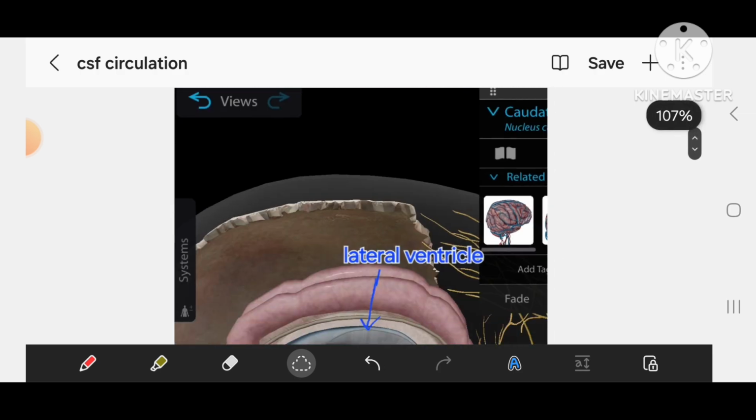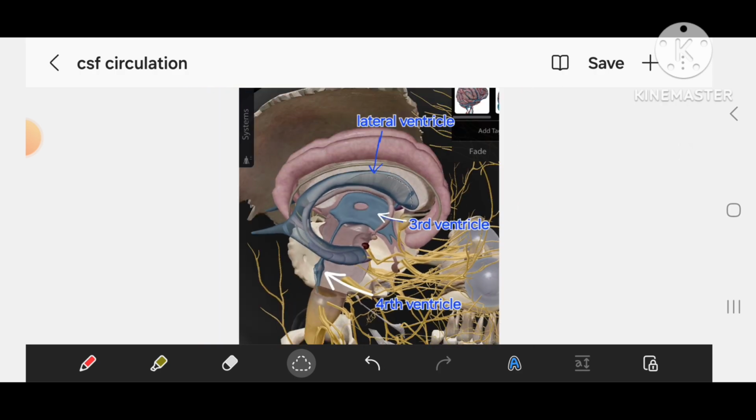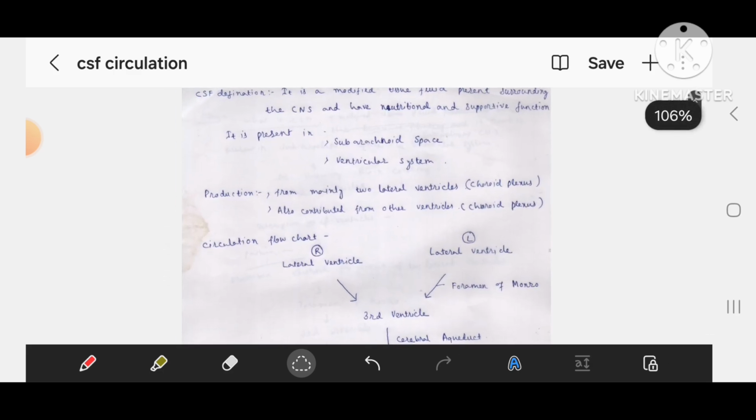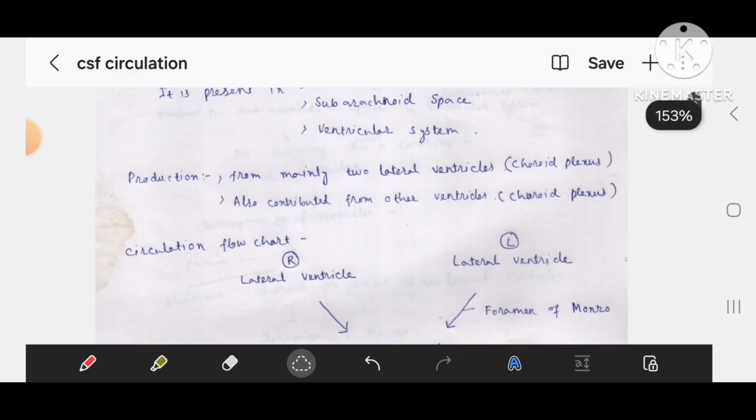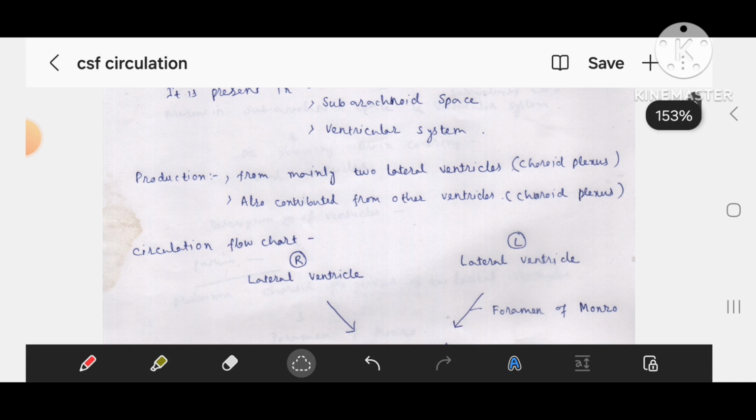Let's see a second image. This is the lateral ventricle and it is the third ventricle, it is the fourth ventricle. All these ventricles are filled with CSF and they are interconnected. Let's see the circulation process.